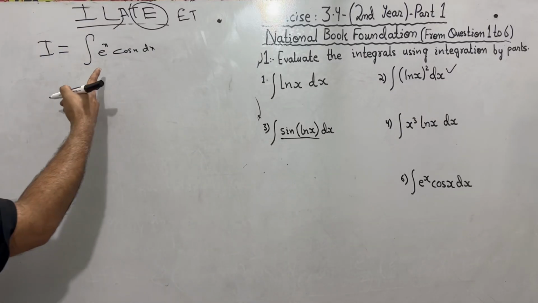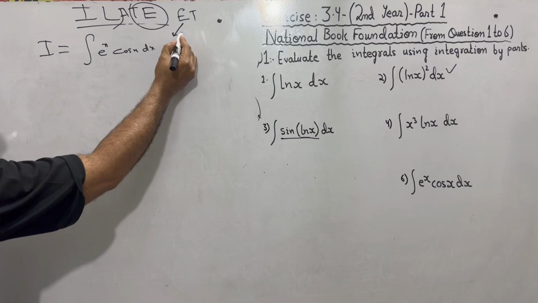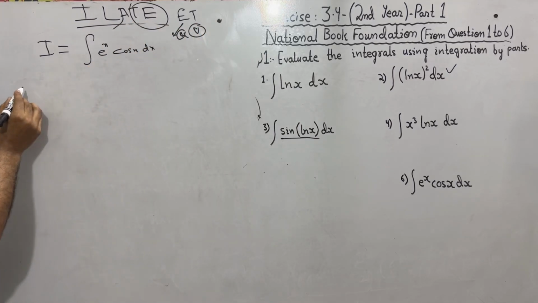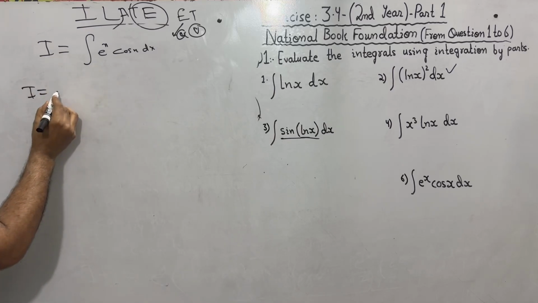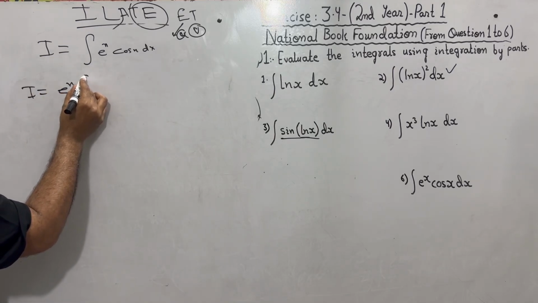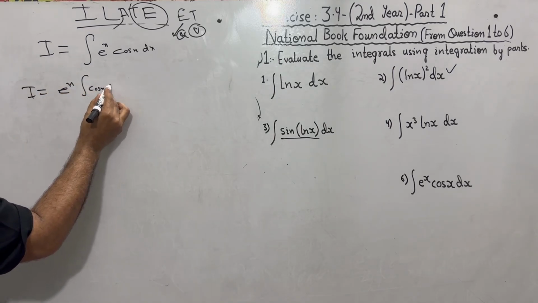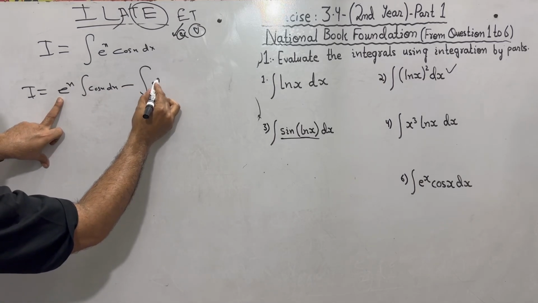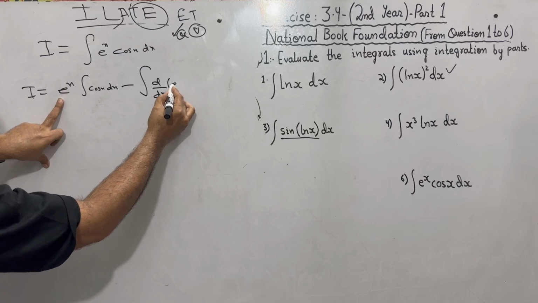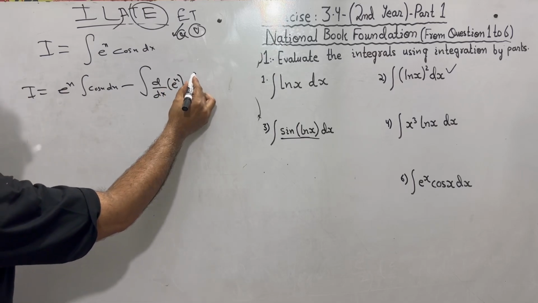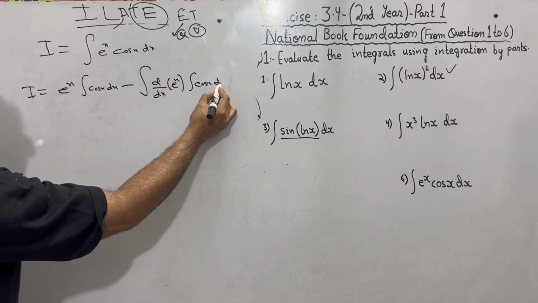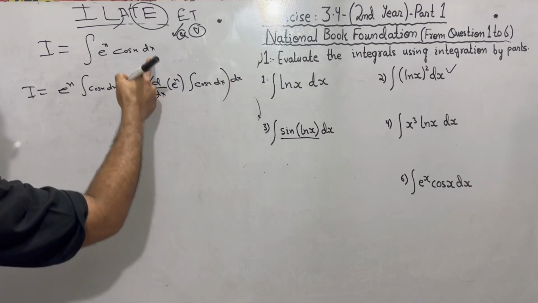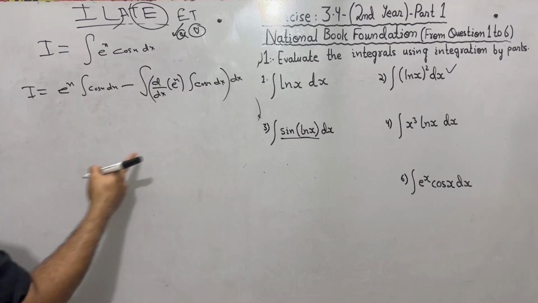Okay, now we are going to prefer exponential first. This is our u, this is our v. Let's find out. e raised x times the integration of cos x dx, minus the whole integral of the differentiation of first, that is e raised x, times the integration of second, cos x dx, another dx owing to this integral.